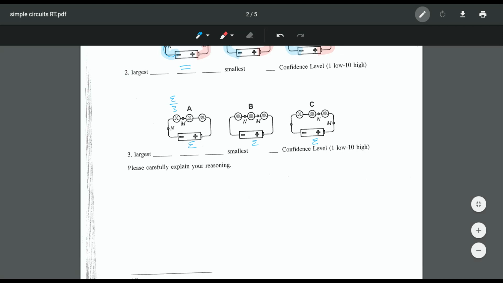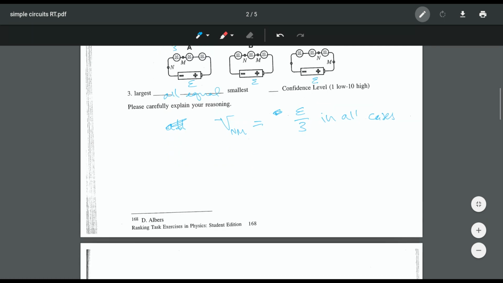So N to M is going to be equal in all cases, right? So all equal, again, I didn't leave myself a whole lot of room there. They're all equal. All right, let me write this better. Potential difference between N and M is equal to, sorry, E over 3 in all cases. For this one, E over 3 for each bulb. Okay.